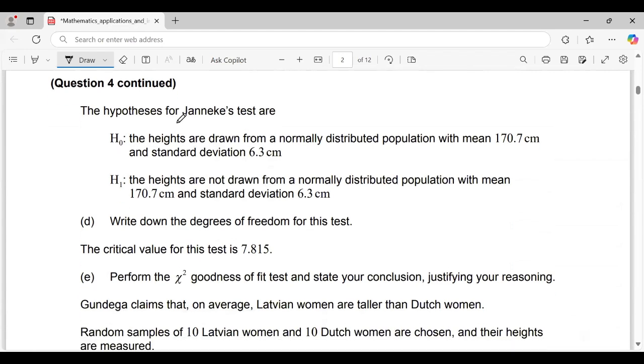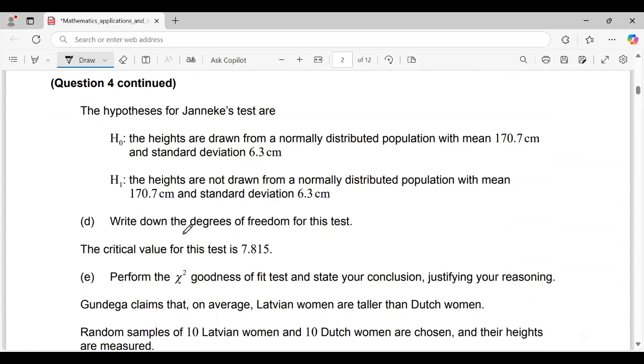The hypotheses for the goodness of fit test are: the heights are drawn from a normally distributed population with mean 170.7 centimeters and standard deviation 6.3 centimeters, and this is the null hypothesis, and this is the alternative hypothesis.